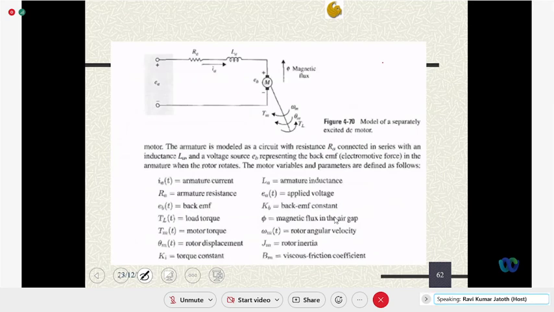So here IA is the armature current, RA is the armature resistance, EB of t is the back EMF, TL of t is the load torque, Tm of t is the motor torque, and theta m of t is the rotor displacement, right? LA is the armature inductance, ea of t is the applied voltage, KB is the back EMF constant, psi is the magnetic flux in the air gap, and Jm is the motor inertia. So this is the equivalent circuit, right?